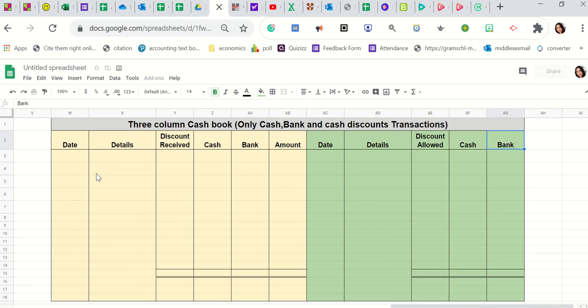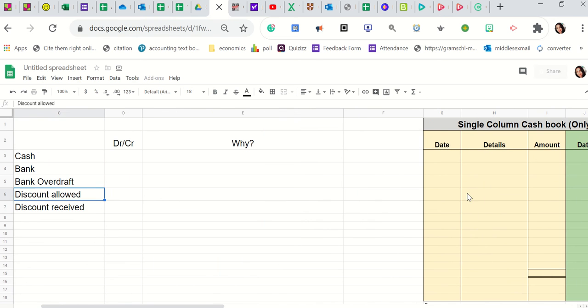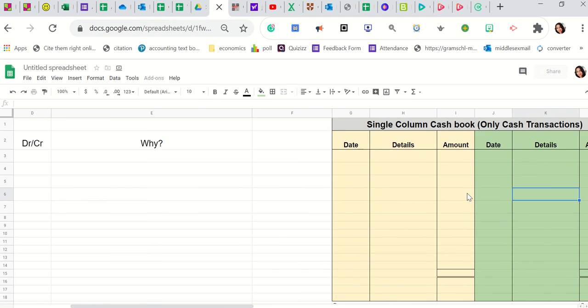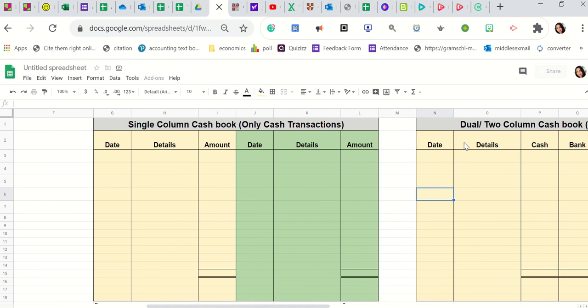Basically, we enter all the inflows on the debit side and all the outflows of cash, bank and discount allowed on the credit side. Now we will move in detail to complete a single column cash book and then to the dual column.